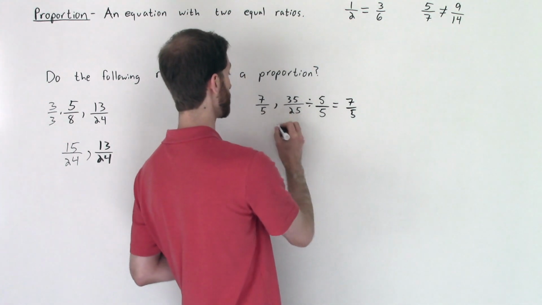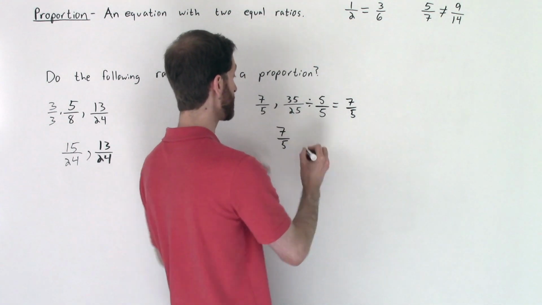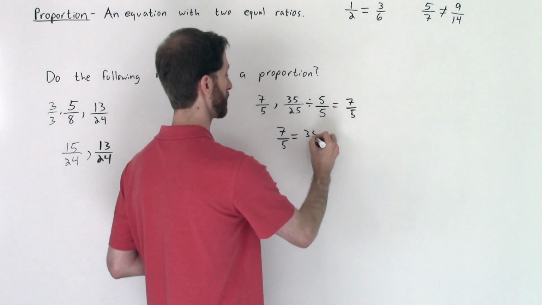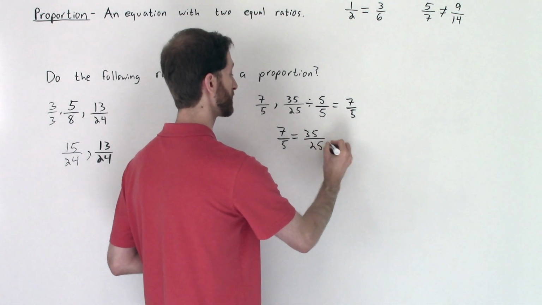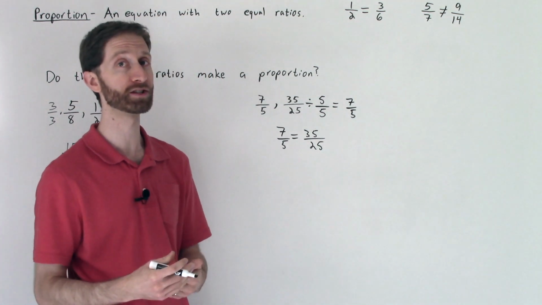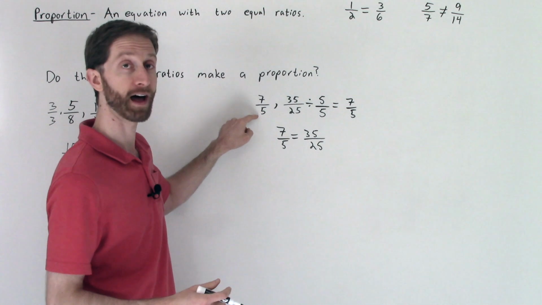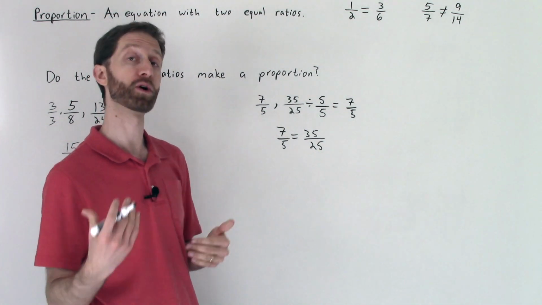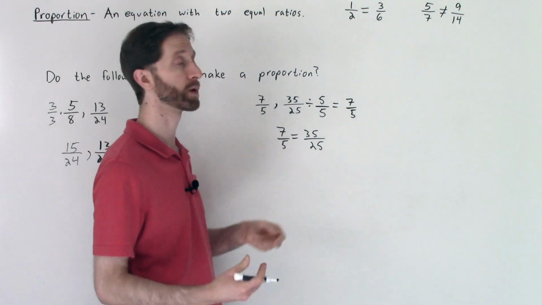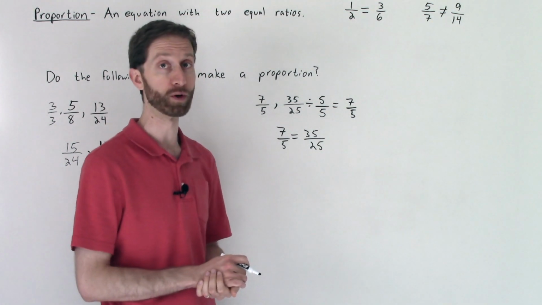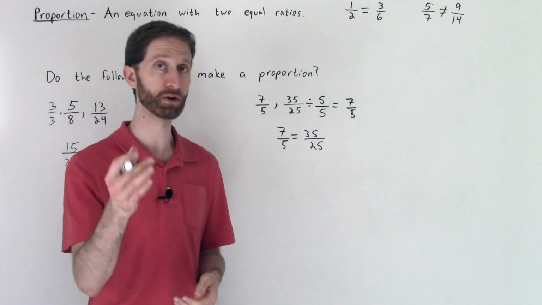And we see that 7/5 is equal to itself. So 7/5 is equal to 35/25. And so we have a proportion, two ratios that are equal. We could have also multiplied 7 and 5 by 5, both on the numerator and denominator, to get 35/25. Either way you go about it, we were able to show that we have equivalent ratios, and so we've got a proportion.